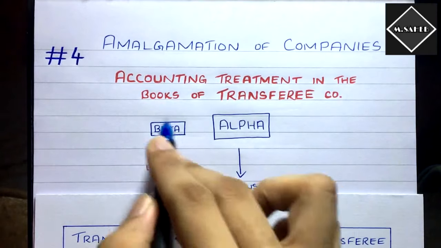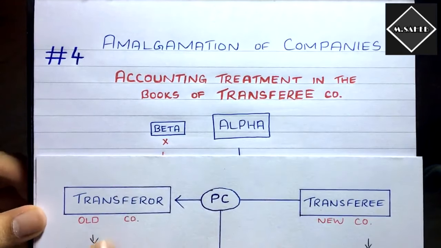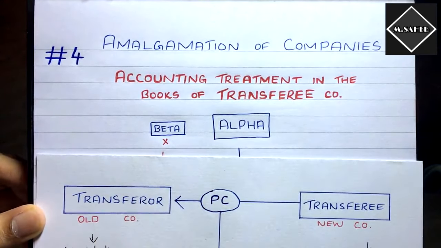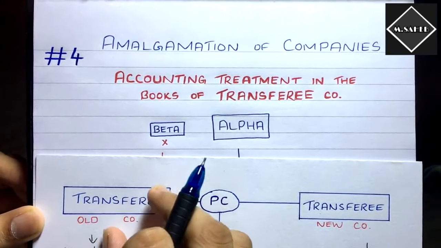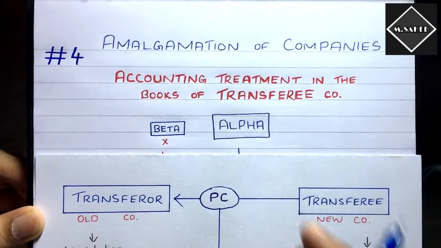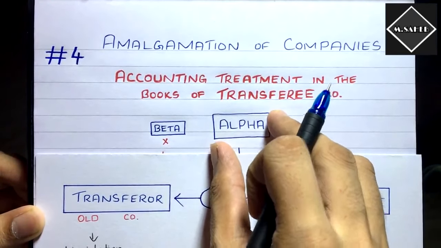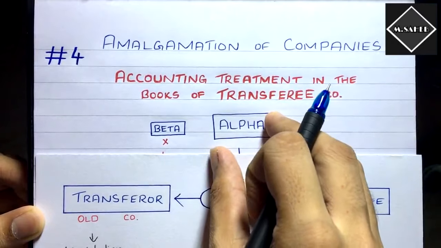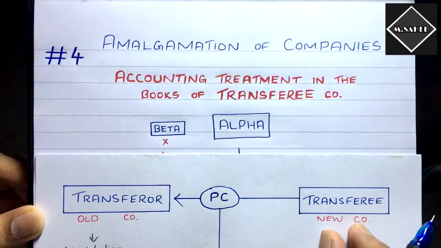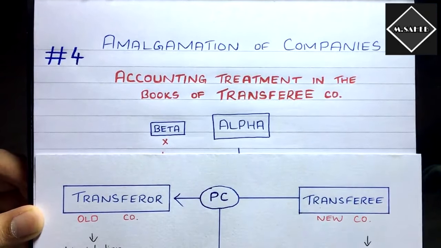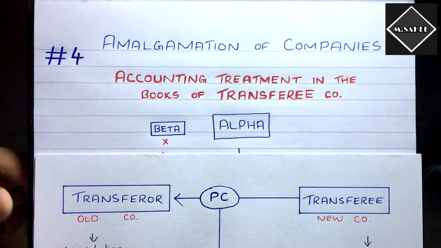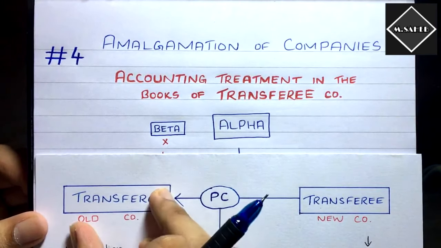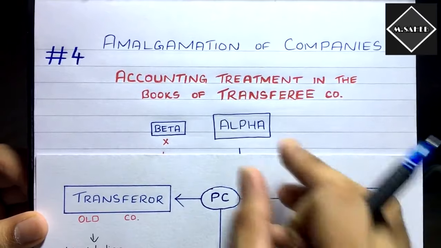So now this Beta Company will be called as Old Company or Transferor Company or Vendor Company. Yeah, there are lots of names to it, or Selling Company also, because it has been sold to Alpha Company. And this Alpha Company, because it will be continuing on, will be called as New Company, Transferee Company, or Purchasing Company, or Vendee Company. There are lots of names to it, but here in this video series we are going to use these 2 terms: transferor for the old company, transferee for the new company.